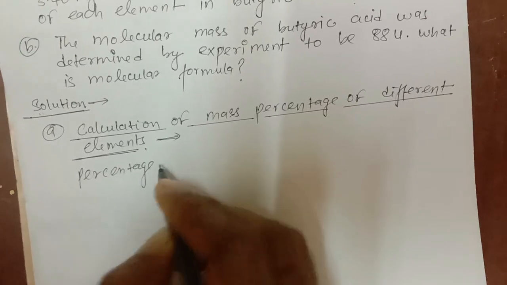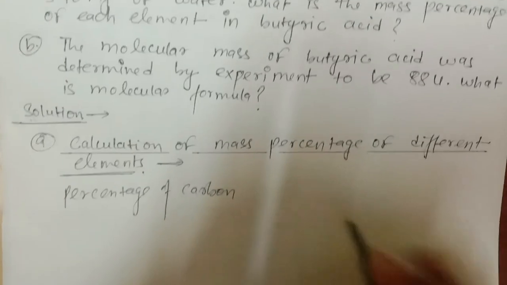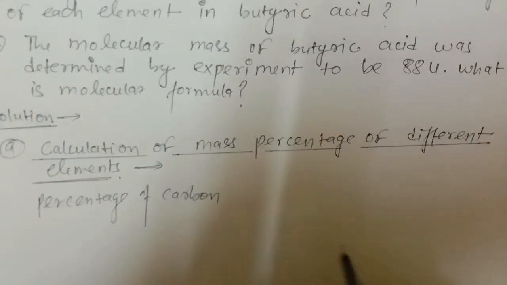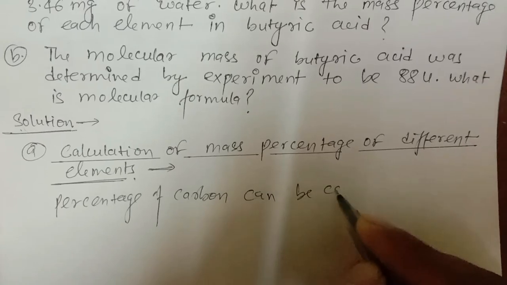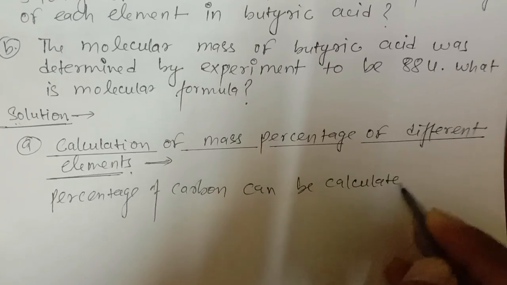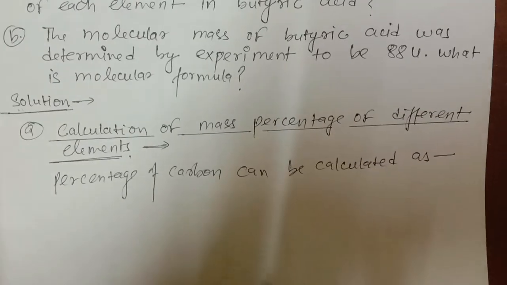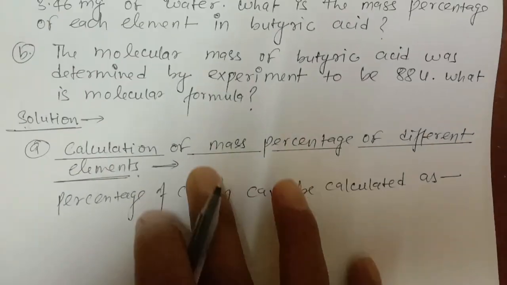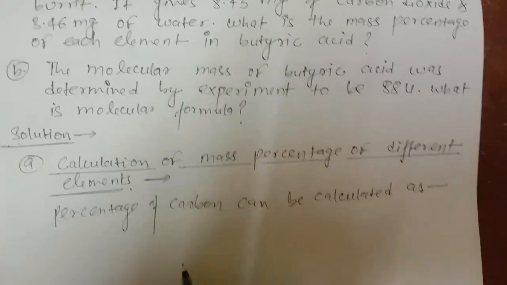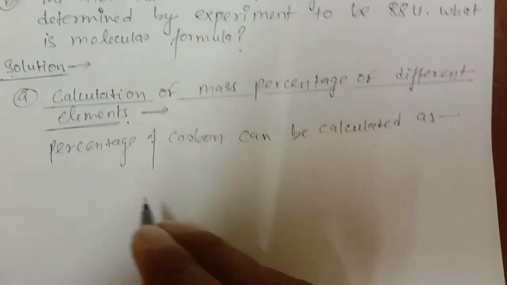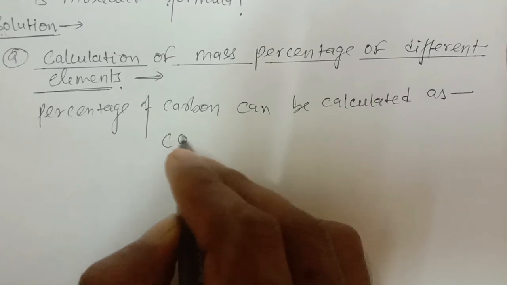Percentage of carbon can be calculated as follows. Here in the question they have given carbon dioxide, so the mass of carbon dioxide is given. So we will use the comparison with CO2.